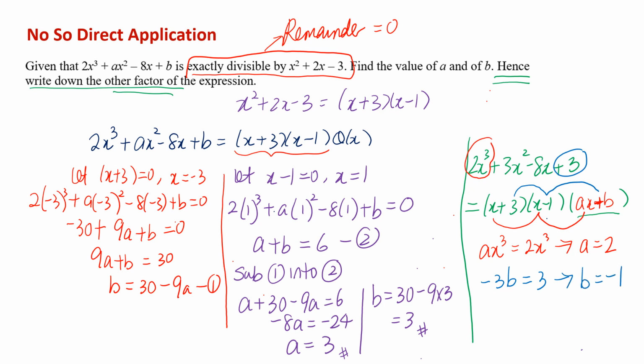So therefore, can you see that you have managed to find the other factor? So the other factor is just 2x minus 1. Okay, that's it. That's simple. You don't really have to use long division.